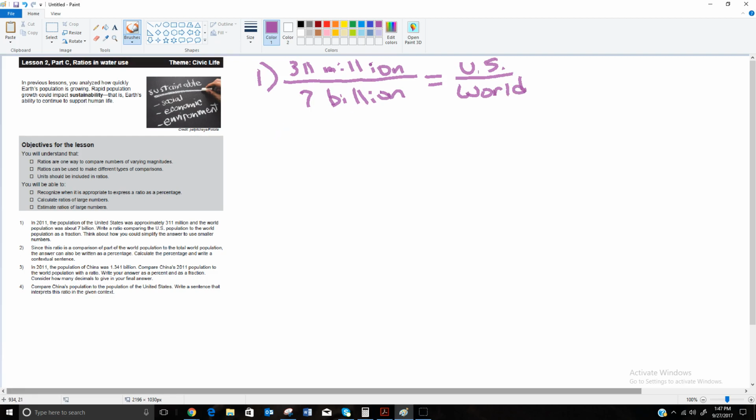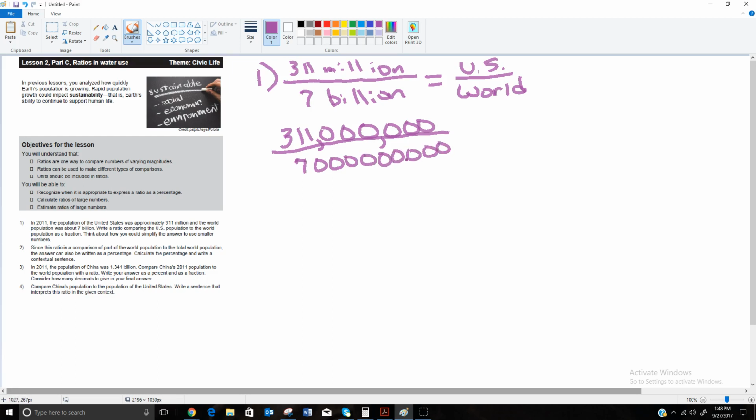So if I want to simplify that, it's kind of hard to simplify with these words here. So I'm going to write this out as the full standard number. So 311 million would move the decimal 6 spots, or in this case add 6 zeros. 7 billion would be 7 with 9 zeros after it.